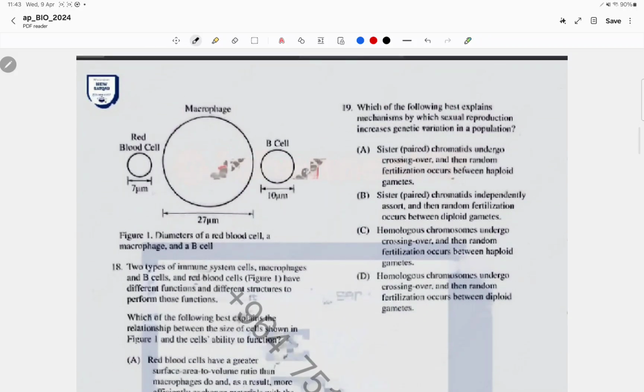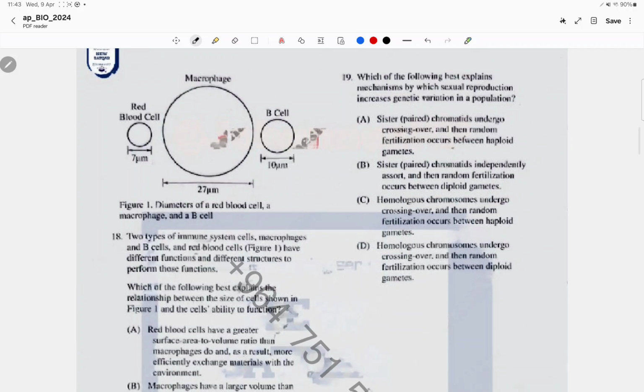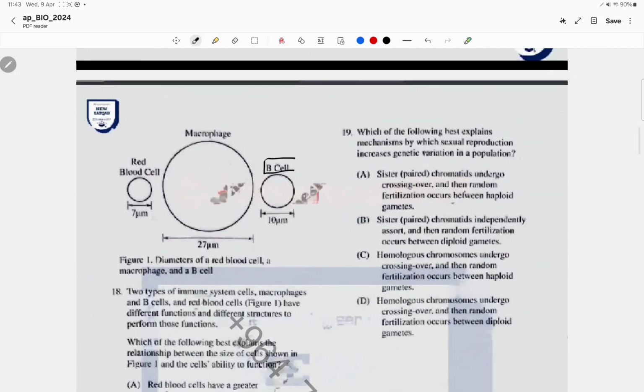Okay, question 18. We have two types of immune system cells, macrophages and B cells, and also red blood cells, which have different functions and different structures. Which of the following best explains the relationship between the size of cells shown in figure 1 and the cell's ability to function? Now, as we know, the smaller the cell, the better, right? The smaller the cell, which is the case for B cell and red blood, actually no.